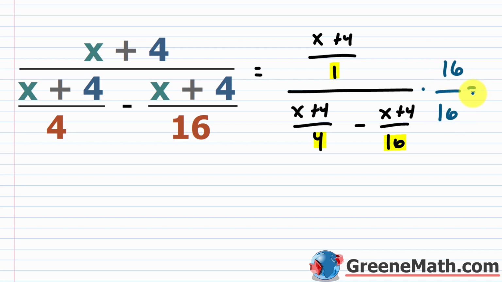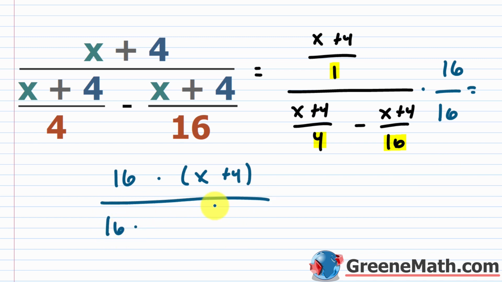So in other words, what I'm going to do is say I have 16 multiplied by this quantity x plus 4. You can put over 1. I'll probably just drop it at this point. Let's put this over. You're going to have 16 times this quantity x plus 4 over 4. And then minus, you're going to have 16 times this quantity x plus 4 over 16.